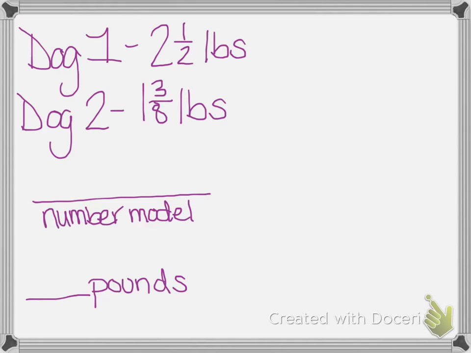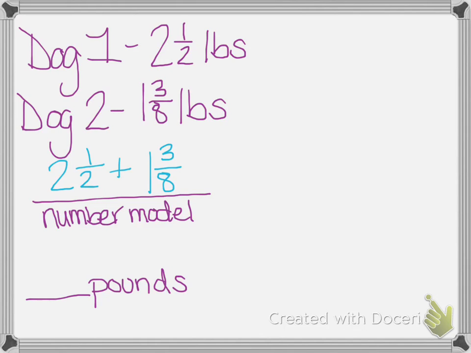Number 4 says Nigel has 2 dogs. One eats 2.5 pounds of food each week. The other eats 1 3/8 pounds each week. Together, how much food do the dogs eat in a week? So again, since it says together, we know we're adding. So our number model would be 2 and 1/2 plus 1 and 3/8.